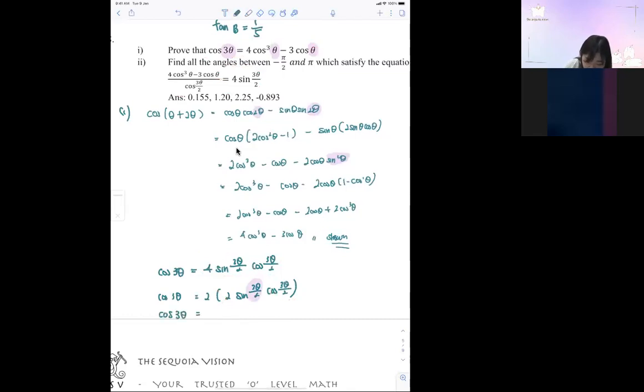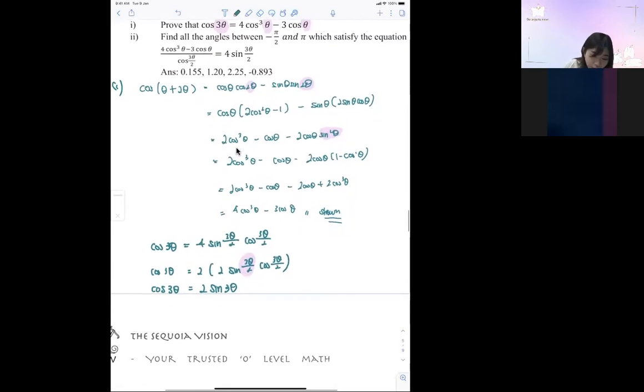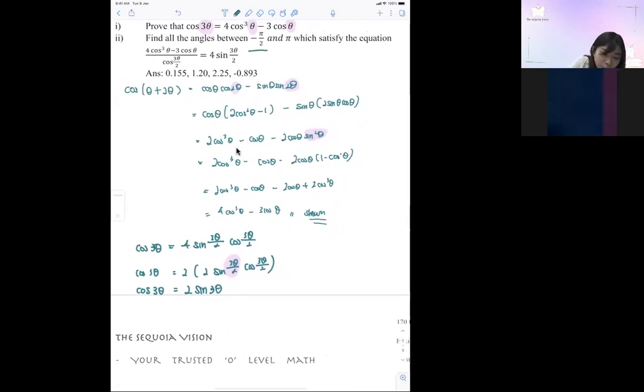2 theta times this? Yes, very good. So this is 2 sine 3 theta. Okay, not done yet. Now they ask me to solve all the angles between minus pi over 2 and pi.